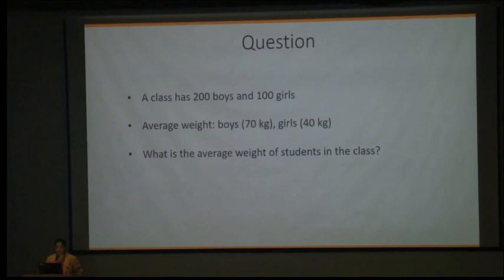So I can do 70 plus 40 divided by 2. That's 110 divided by 2, 55. Why? Yeah, so everybody got it correct.